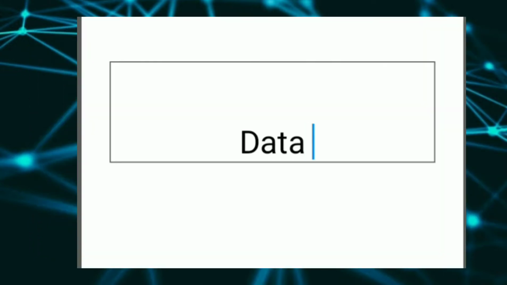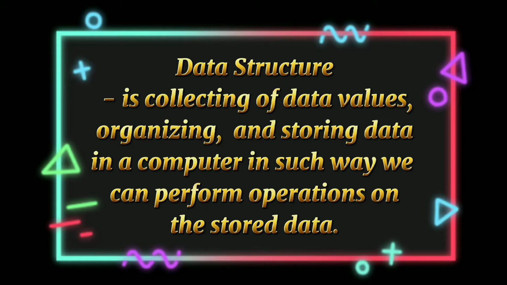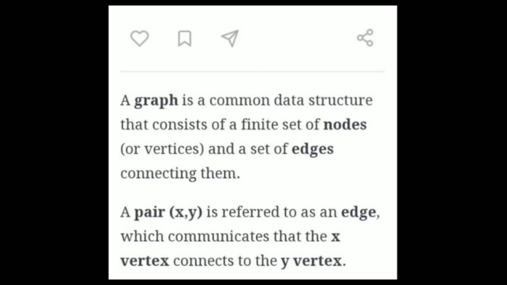But first, let us define data structure. Data structure is a collection of data values, organizing and storing data in a computer in such a way that we can perform operations on the stored data. And now, let us discuss what a graph is.